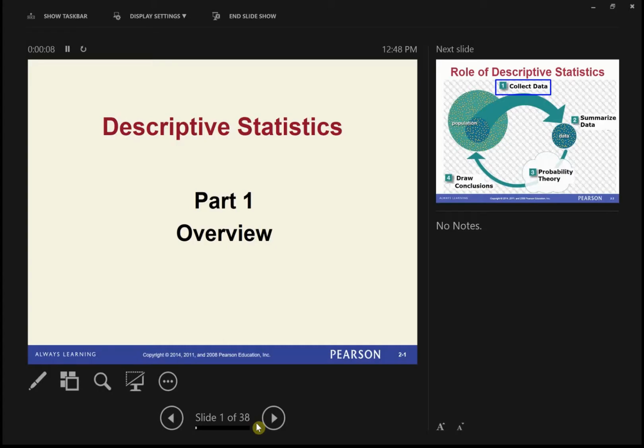So first of all, we want to finish up section 2.1. There's actually a lot going on in 2.1. We're talking about descriptive statistics. Again, I'm going to go back to this big picture. If I can get my thing to work here. That's not working.